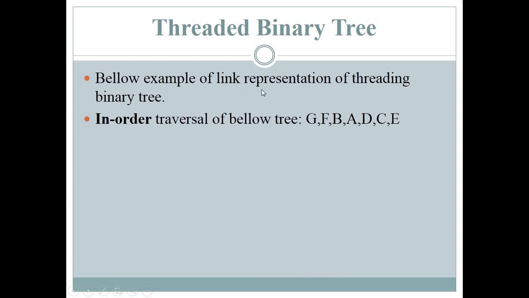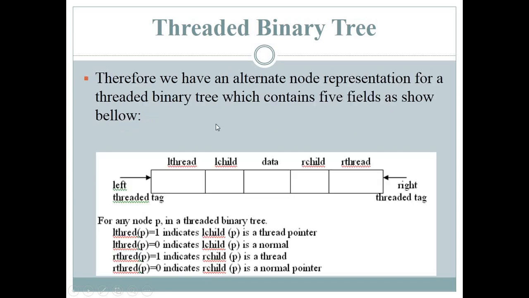In this example, the link representation of a threaded binary tree is shown here. The inorder traversal of the tree is GFBADCA. This is the figure of a threaded binary tree, which will contain mainly 5 fields.